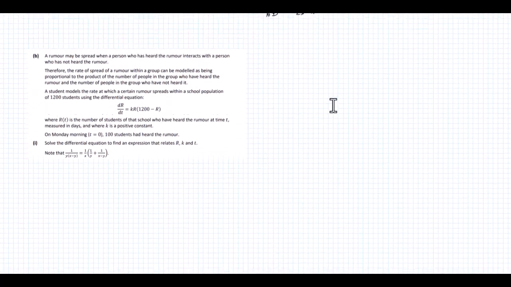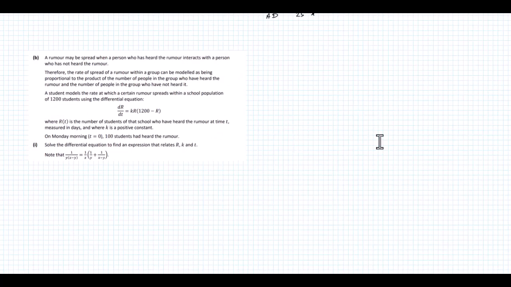So in part B here we have a rumour which may be spread when a person who has heard the rumour interacts with a person who has not heard the rumour. Therefore, the rate of spread of the rumour within a group can be modelled as being proportional to the product of the number of people in the group who have heard the rumour and the number of people in the group who have not heard it.